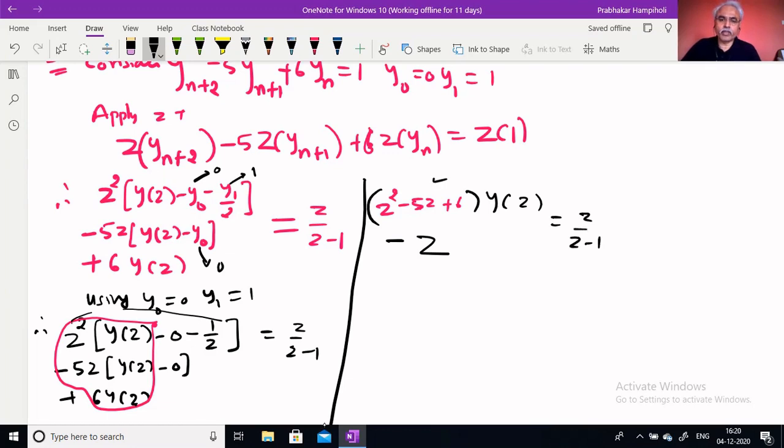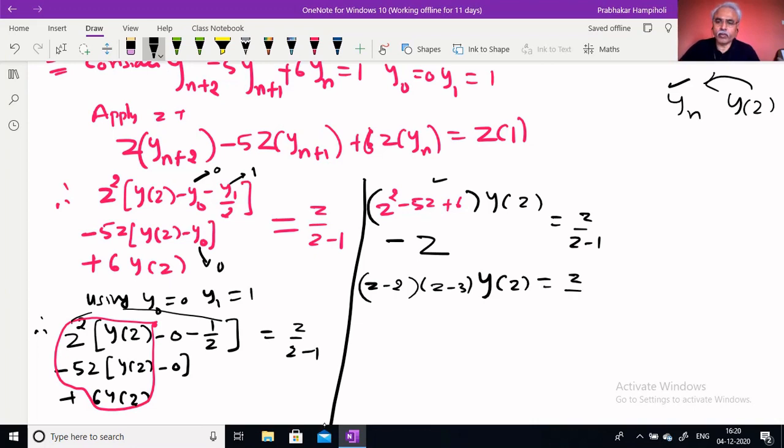So first let me factorize this as z minus 2, z minus 3. We should not forget that to find yn, we are finding first y of z, then taking the inverse transformation. Our ultimate aim is yn. So the right hand side is z by z minus 1 plus the z terms borrowed from the left hand side. So now, next, z minus 2, z minus 3, y of z. If I take z common, it looks like this.